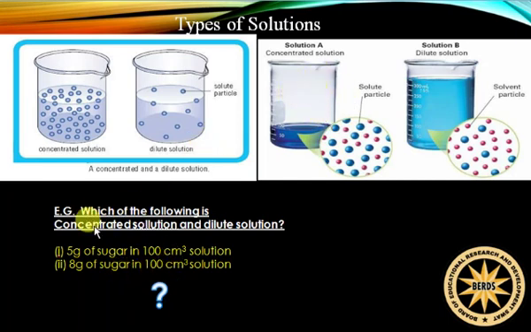This is an example which tells us which of the following is a concentrated solution and which is a dilute solution. So if someone dissolves 5 gram of sugar in 100 centimeter cube of solution, 100 centimeter cube of solution means 100 ml of solution, and in the second case 8 gram of sugar in 100 centimeter cube of solution. So which of these two solutions is concentrated and which one is the dilute solution? Test yourself, you can solve it.